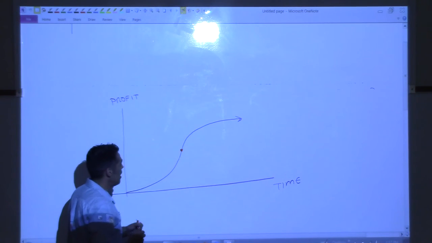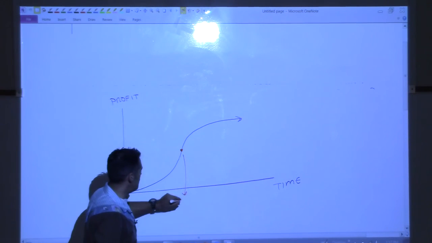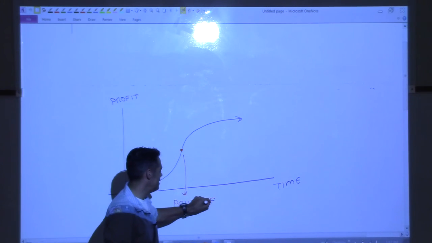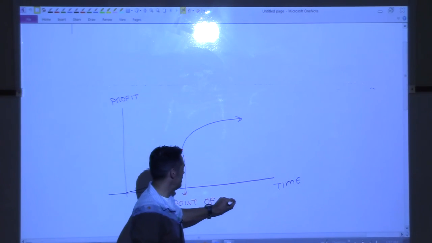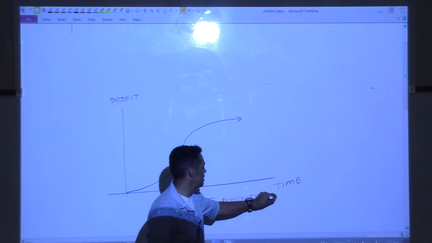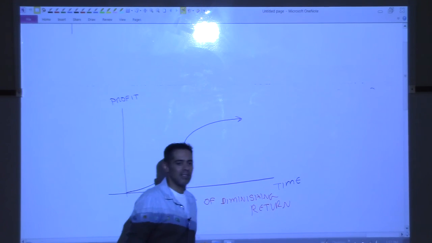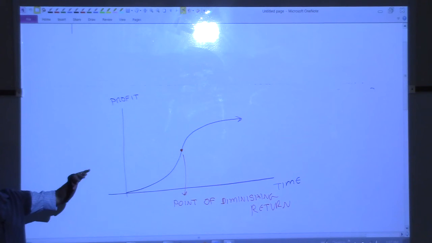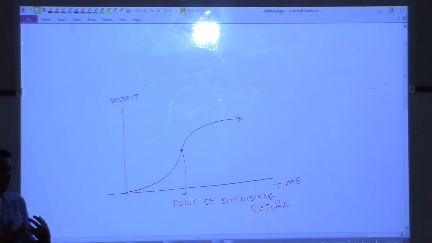This right here is called the point, anyone know what it's called? Of diminishing returns. Or return, whatever you want to say. Basically, it's the point at which you're still increasing, but that was kind of the best it ever got.